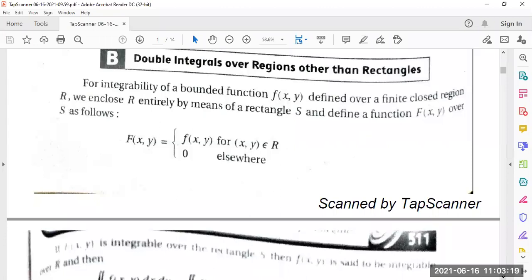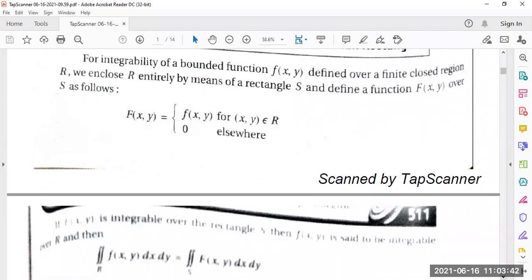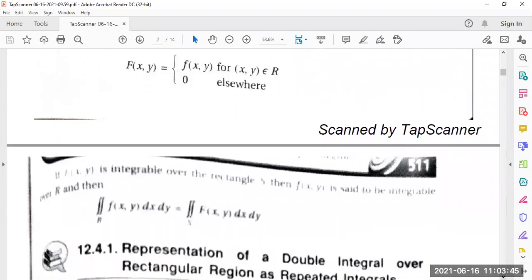But here comes the speciality of our double integral: the integrability of a bounded function f of x,y defined for a finite closed region R. We enclose R entirely by means of a rectangle S and define a function f of x,y over S. So here f of x,y is equal to f of x,y for x,y belonging to R, otherwise it is zero.